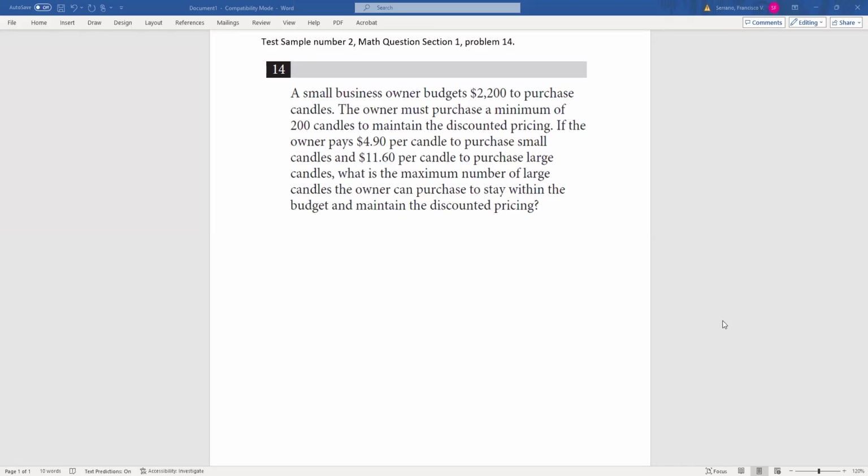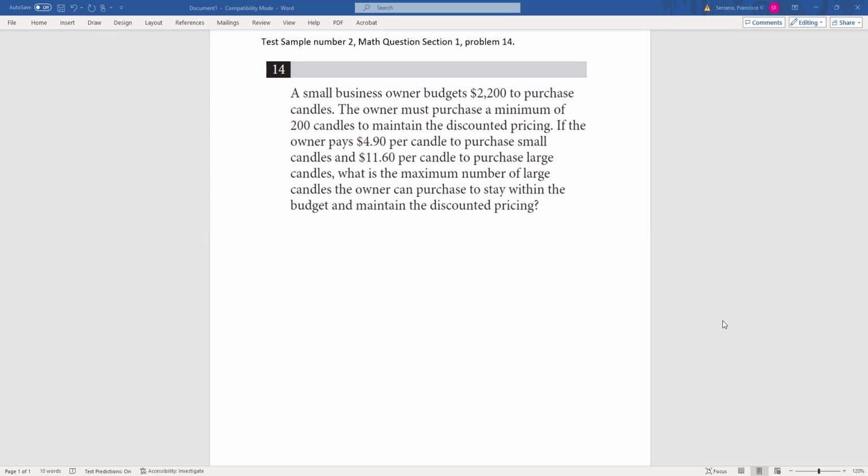Okay, the last question on section 1 of the math test sample for digital SAT sample 2. So there are a few tests. This is test 2. Question 4T goes by itself because it requires a lot of steps.